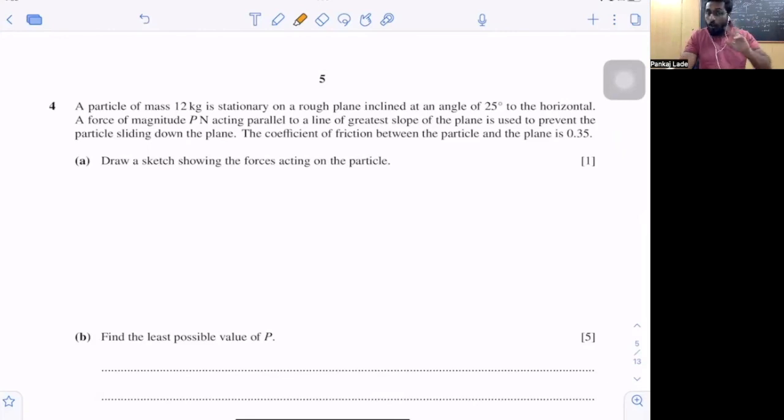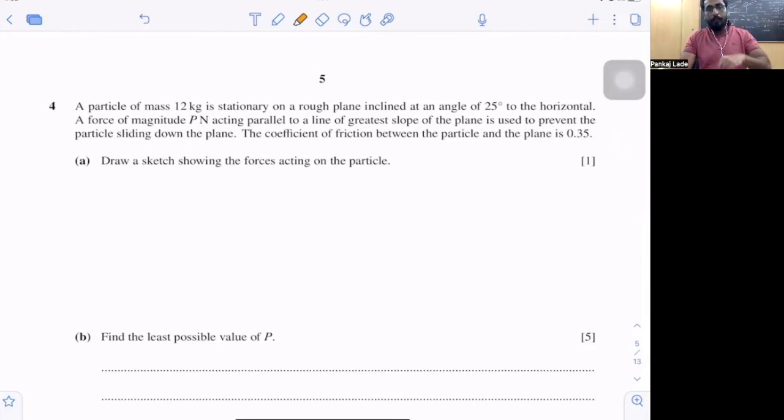So there can be a range of P. The amount of P that is needed to start the motion of the body in the upward direction, and the amount of P that is needed to hold the body from going in the downward direction. We want to discuss the second condition over here. The body is trying to go down, and you are holding it from going down by applying a force P.